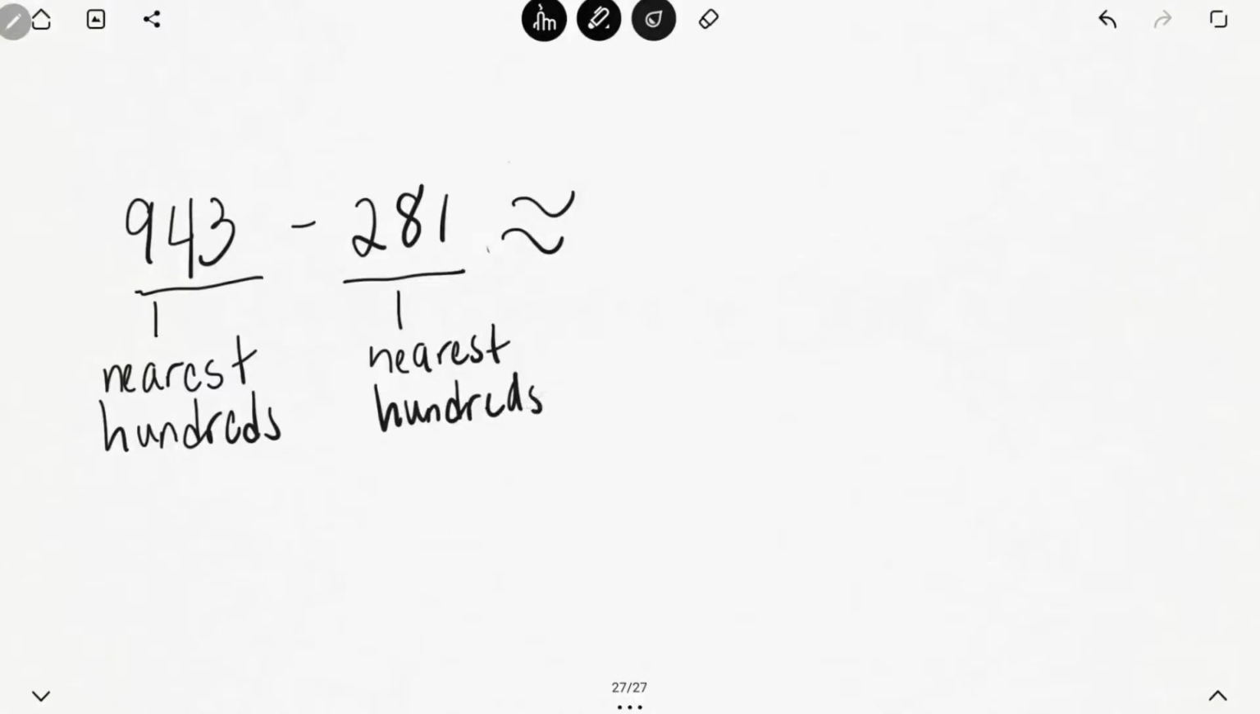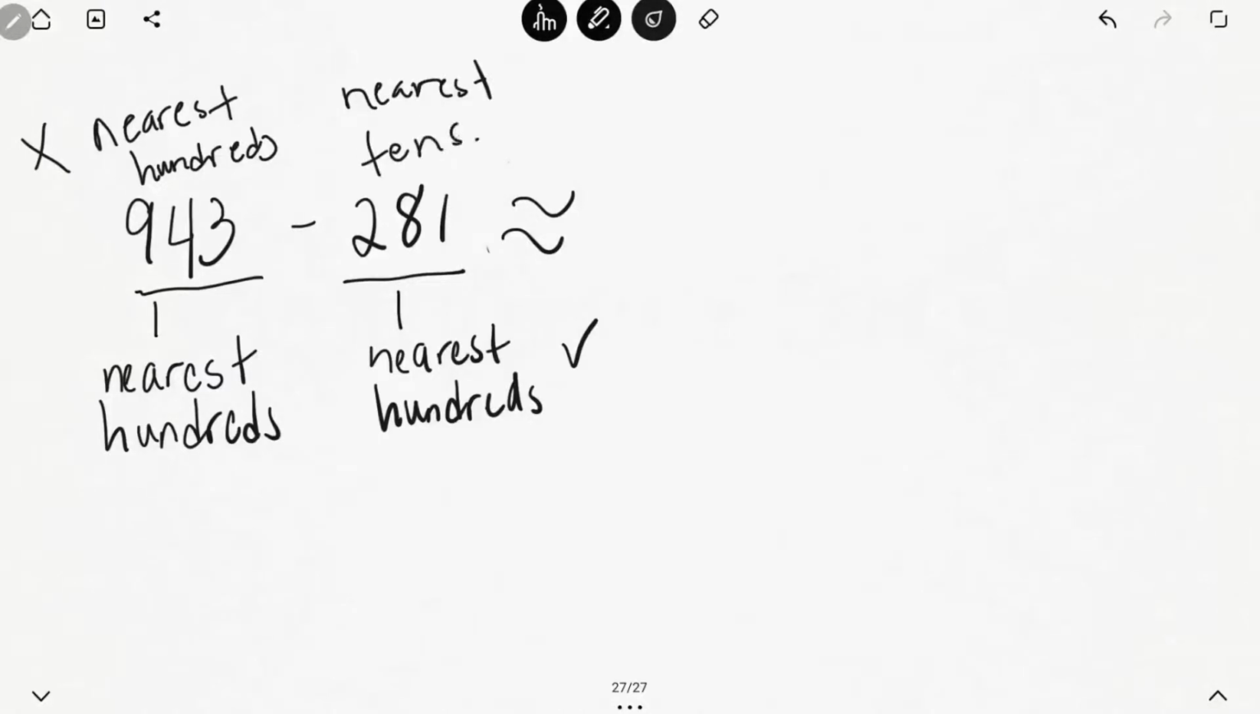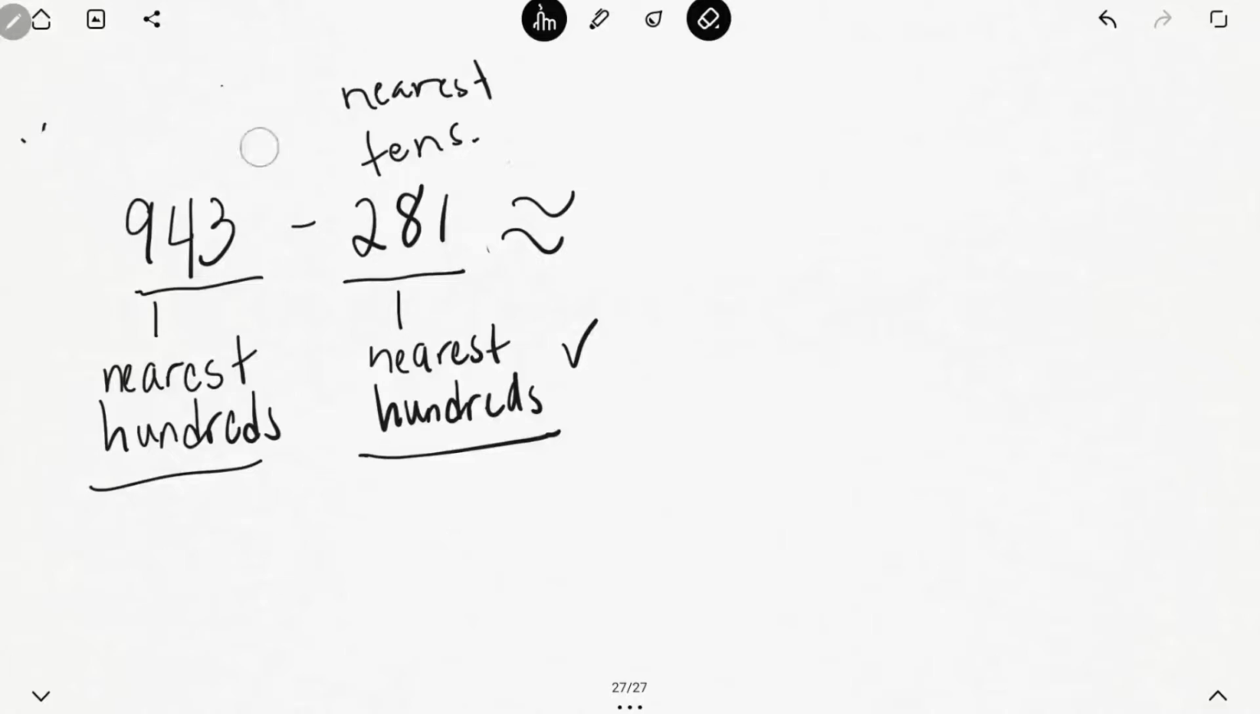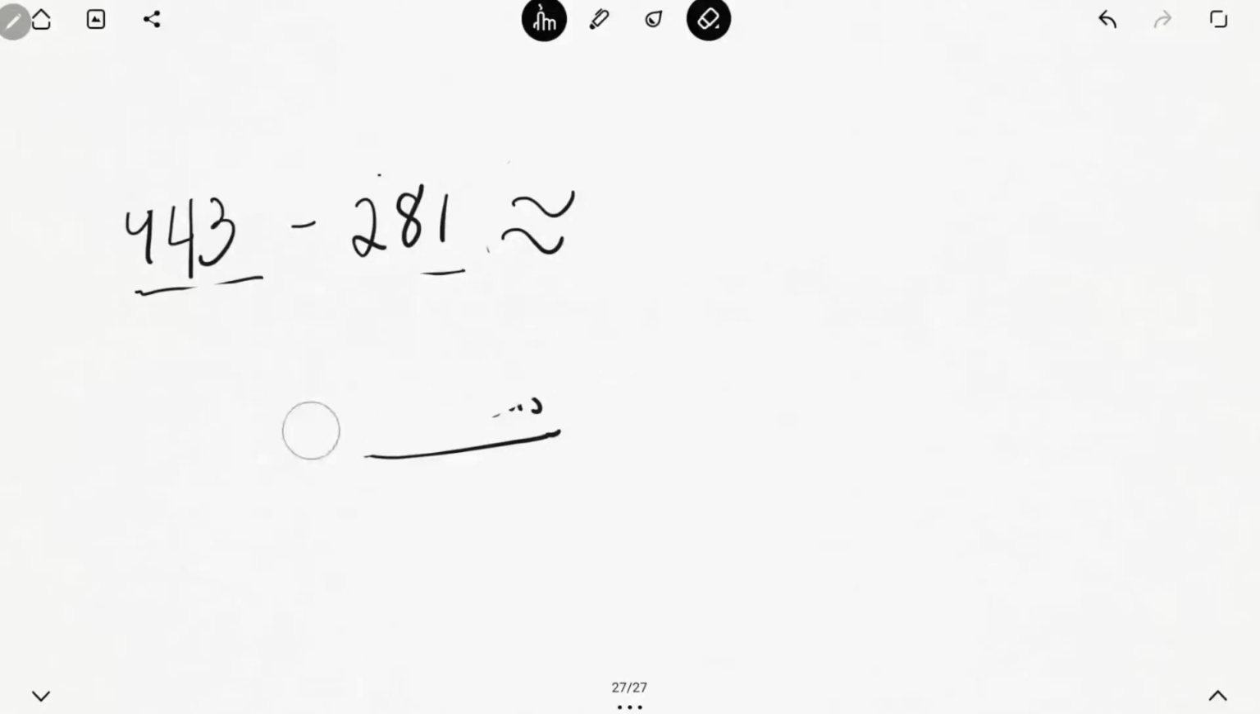So nearest hundreds on both numbers. What you do not want to do, so put an X on this, is round the first one to the nearest hundreds and then round the other one to the nearest tens. If you're rounding one number to the nearest hundreds, make sure you round the other number to the nearest hundreds as well. You don't want to round one to the nearest hundreds and the next one to the nearest tens, or even the nearest thousands for one and the nearest hundreds for the other. You want to be consistent.